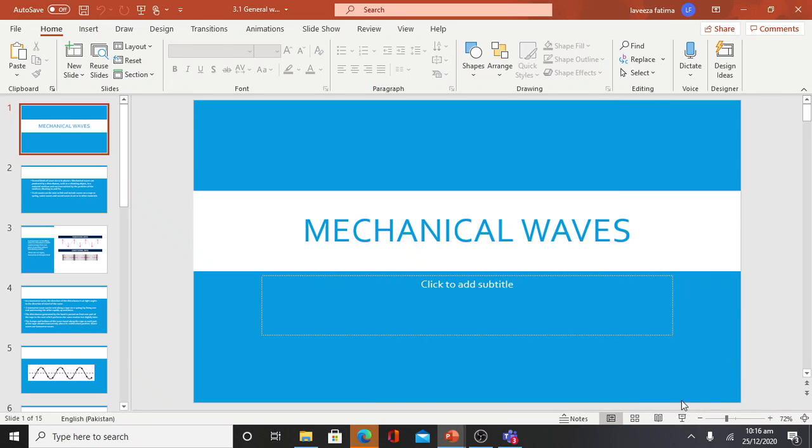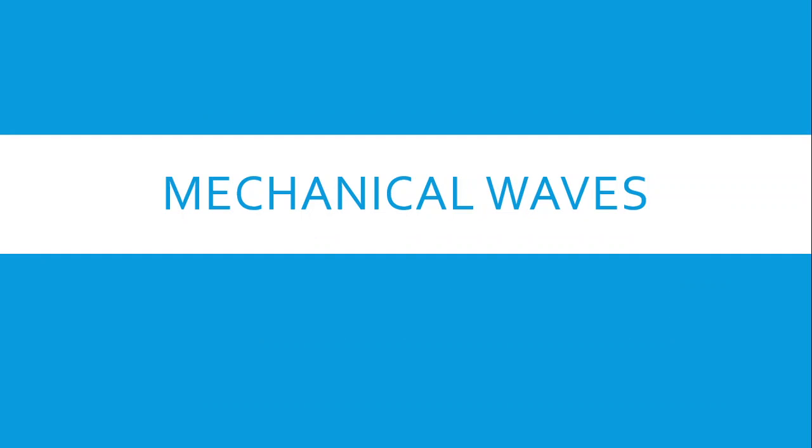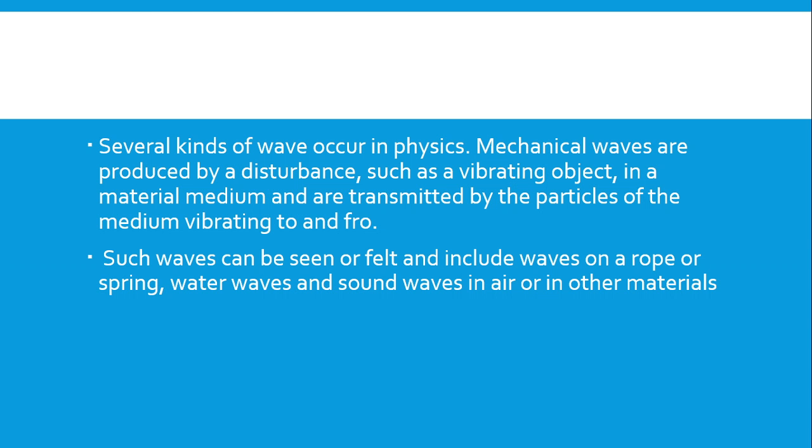The topic that we'll be talking about today is mechanical waves and the general properties of mechanical waves. Before we get into the main factors and the properties of the waves or the wave equation, it's really important to understand what waves are and how they occur in physics and in our real lives. There are several kinds of waves that occur in physics.